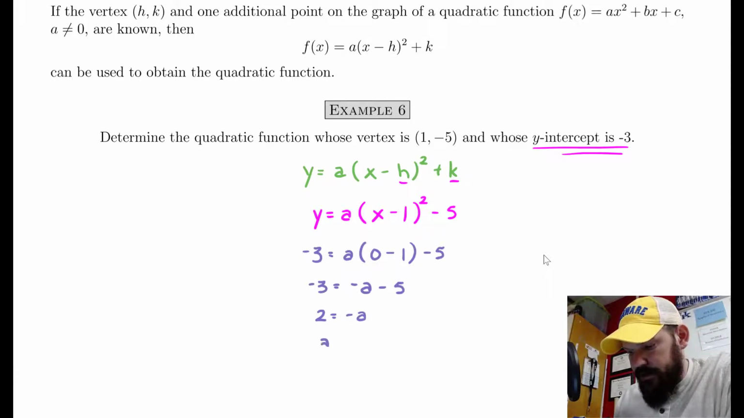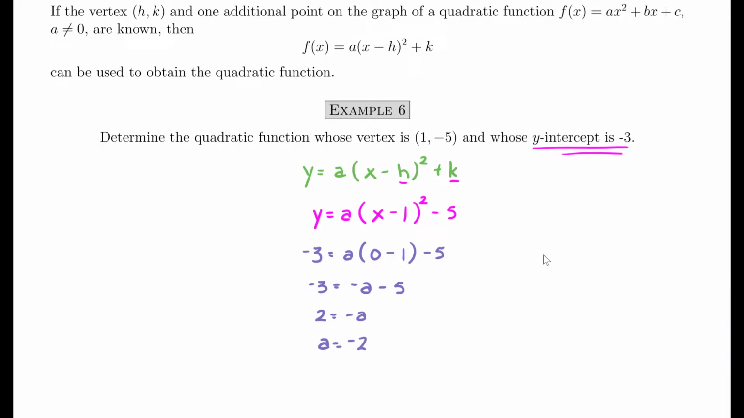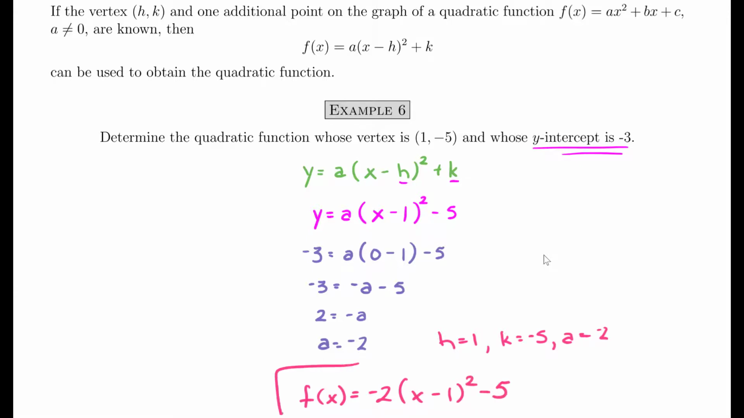And then divide by -1. So we get an a value of -2. So putting together everything we know, h is 1, k is -5, and a is -2. We can write out our quadratic. It will be of the form f of x equals -2 times x minus 1 quantity squared minus 5. And there's your quadratic given the vertex and the y-intercept.